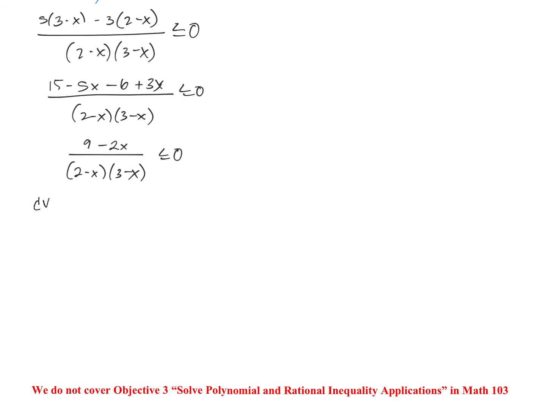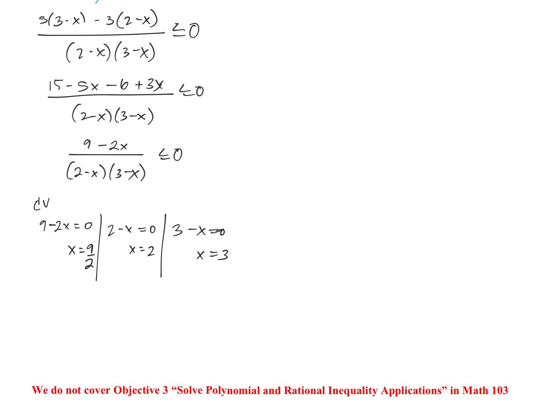So we'll set both the numerator and the denominator equal to 0. So 9 minus 2x equal to 0, 2 minus x equal to 0, and lastly, 3 minus x equal to 0. And we get x equals 3, x equals 2, and x equals 9 over 2.